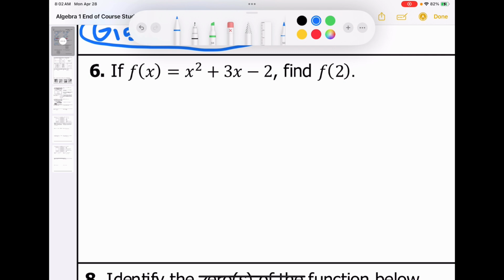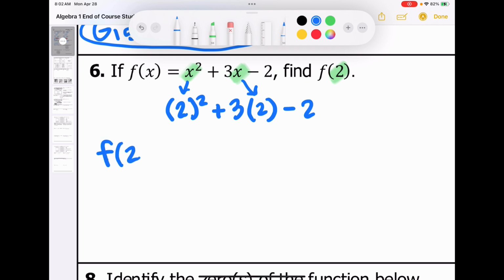So here it says, if f of x equals x squared plus 3x minus 2, they want us to find f of 2. So when you see a question like this, you're just taking the number that's in parentheses and replacing x with that number. So I would do 2 squared plus 3 times 2 minus 2. I just took the x and replaced it with a 2. Then you can type that into your calculator, and it will give you a positive 8.